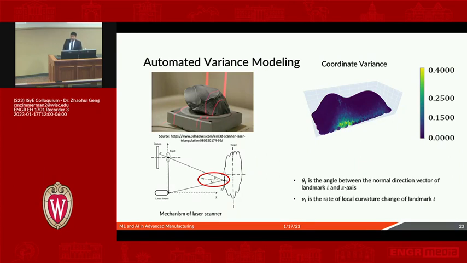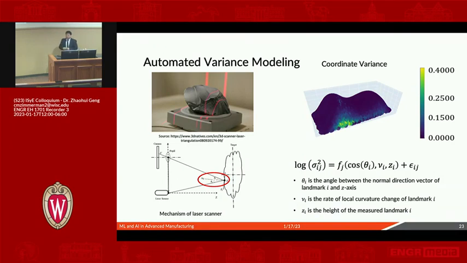So therefore, our objective is to build a model of the variance with respect to these 3 factors. They are summarized as the angle of the normal direction of the landmark with the z-axis, which is the scanning direction, the rate of local curvature change, representing the curvature of that feature, and also the height of the measurement, right? Here we use a small trick in statistical analysis: we utilize the logarithm to project the positive value to the whole real line. Now we need to find a model to describe this unknown functional relationship between these features and the response, that is, the variance.